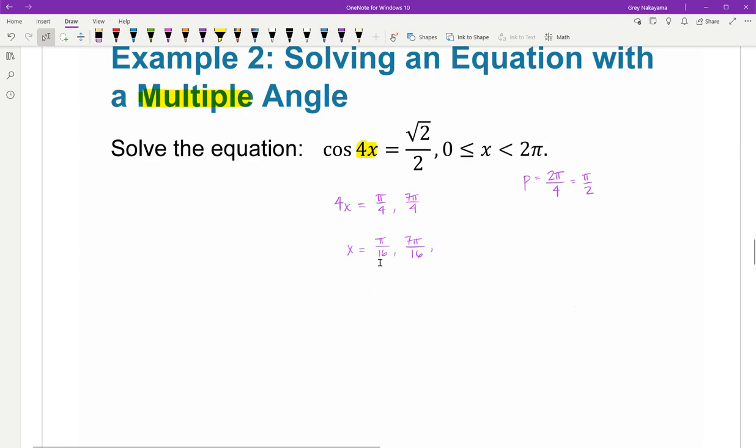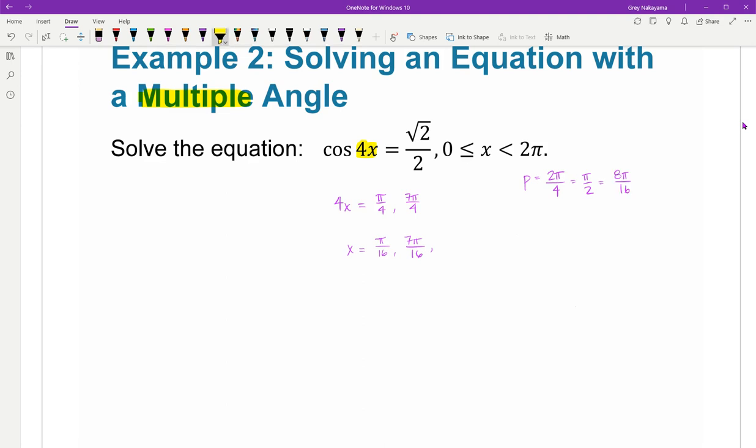So on your calculator, you're going to add pi over 2 to pi over 16 three times to get 3 more answers, and then add it to 7 pi over 16 three times to get 3 more answers. You'll have a total of 8. Or I'm going to do it by hand, in case you don't have a calculator that does all that work for you. Sometimes it takes longer.